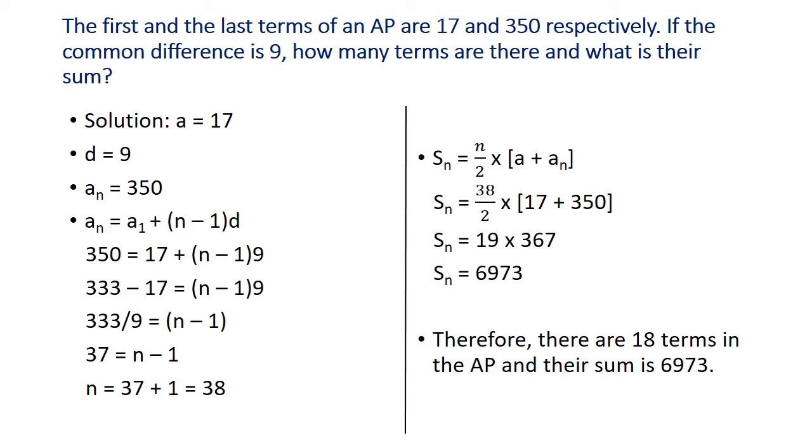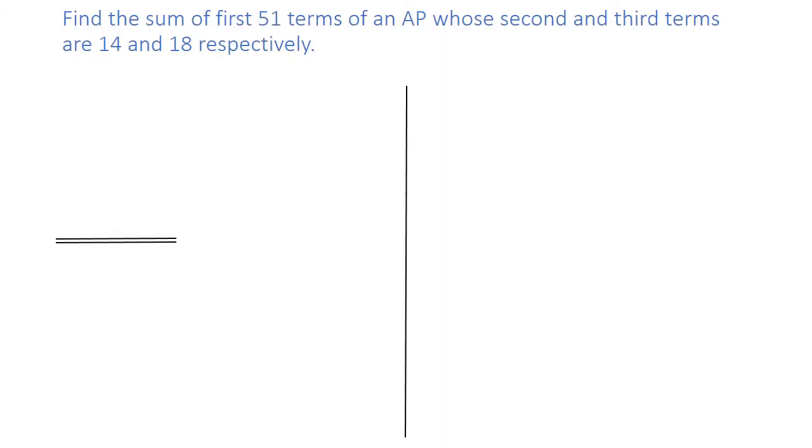Alright? So this is how you solve a problem like this. In this problem we did not know n, but we knew other things, and we did not even know Sn. Finally, we have to write the statement. Try to write the statement for all these problems. Whatever word problem you get, at the end try to write the statement. So totally there are 38 terms and their sum is 6973.